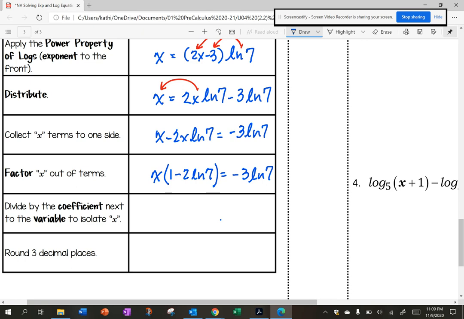And then the last step, I want to divide by the coefficient next to the variable. So x equals negative 3 natural log of 7 divided by 1 minus 2 natural log of 7. Last step, I'm going to put it in my calculator and round to 3 decimal places. So x is approximately 2.019. If you want to put this in your calculator, using alpha y equals with the fraction usually works out pretty good.